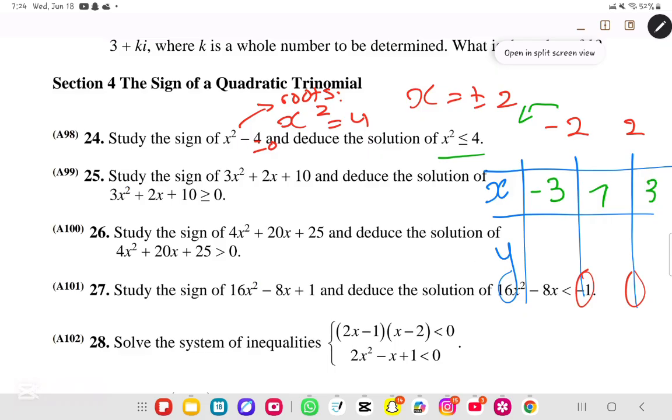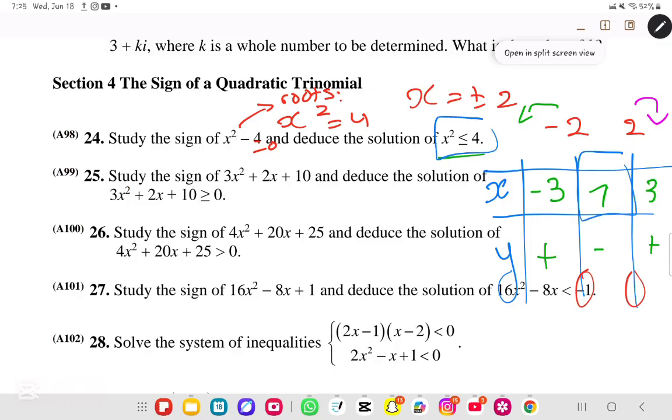Now substitute them in the equation and see what answer you get. So (minus 3) squared minus 4. Do not forget to put the brackets, very important. It will give you 5, a positive answer. If you did 1 squared minus 4, it will give you a negative answer, minus 3. If you did 3 squared minus 4, it will give you a positive answer. So based on the table of variation, any number smaller than minus 2 or greater than 2 will give us a positive result, and any number in between minus 2 and 2 will give us a negative result.